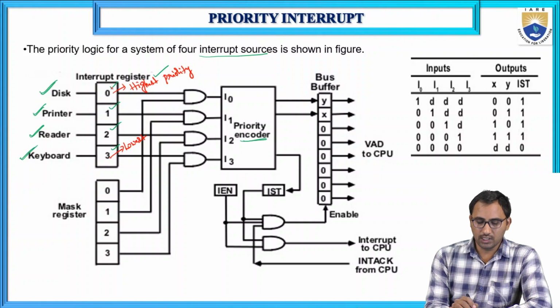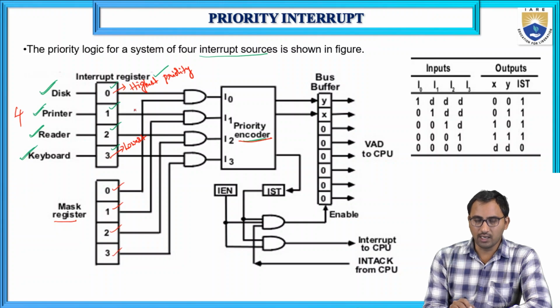Okay, so these interrupt registers are connected to the priority encoder through the AND gates. Each AND gate is a 2-input gate: one input is from the interrupt register, and the other input is from the mask register. The size of the mask register is equal to the number of devices connected. Here we have connected 4 devices, so the size of the mask register is 4: 0, 1, 2, 3.